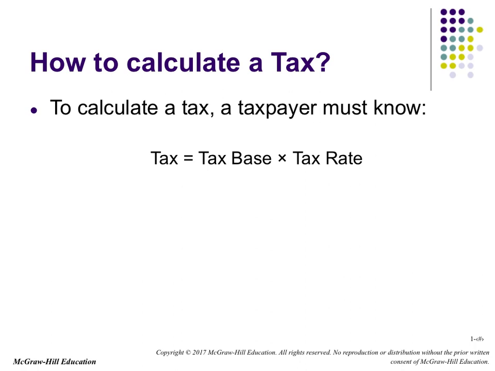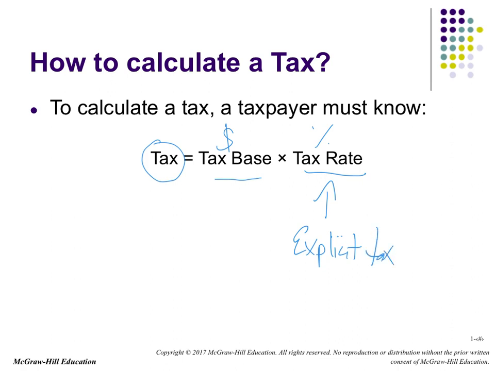All right, again, we covered this in the lecture video, but the way you calculate the tax amount is to take the tax base, normally in dollars, and multiply it by the tax rate, normally as a percent. Now, if you have a stated tax rate, that is an explicit tax.